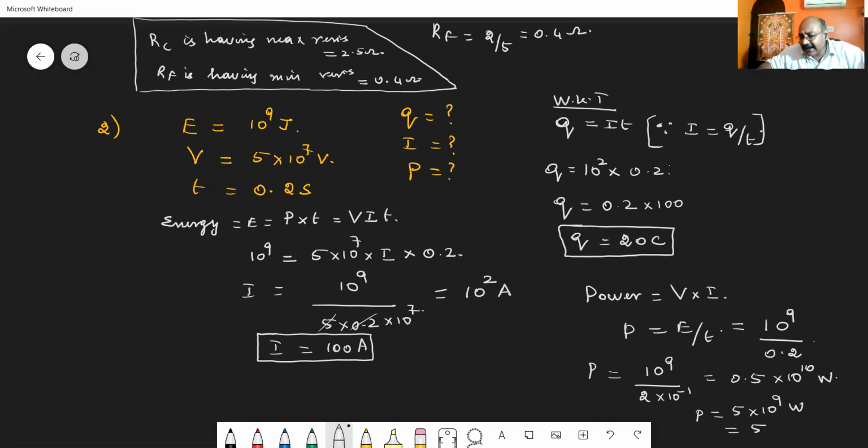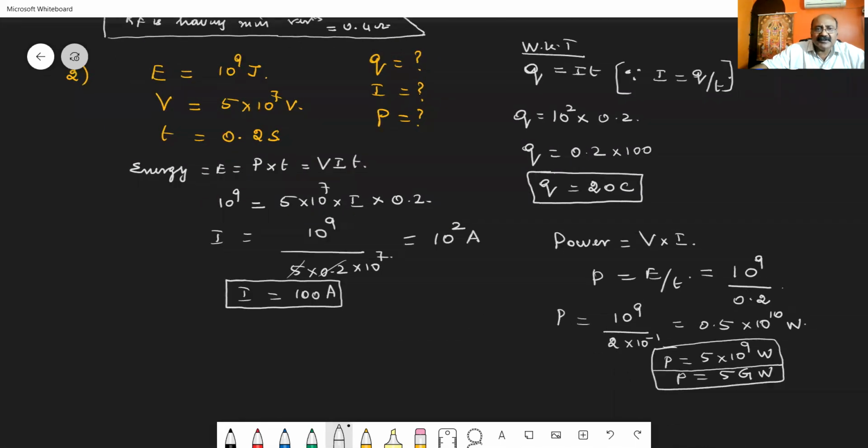Or 10 power 9, we call giga. 5 gigawatts is considered to be the value of the power that is available. Hope you should have understood this. So you can copy it out. So this is the problem number 2.